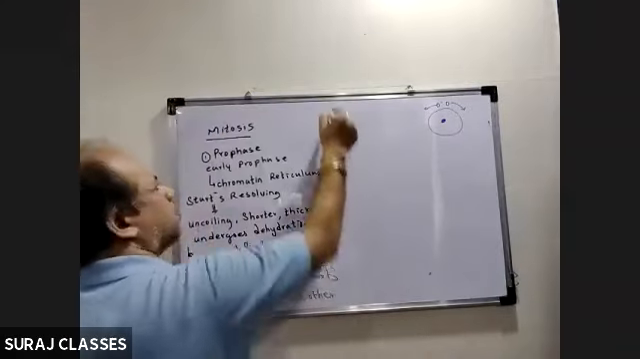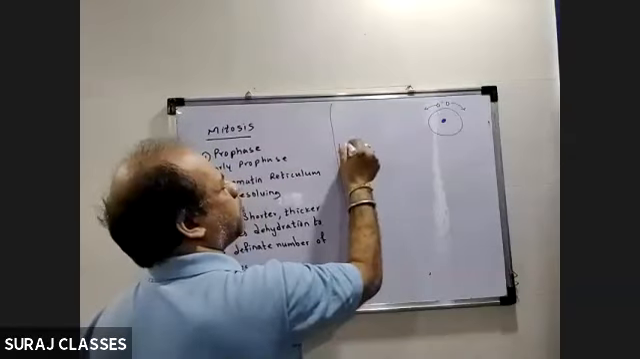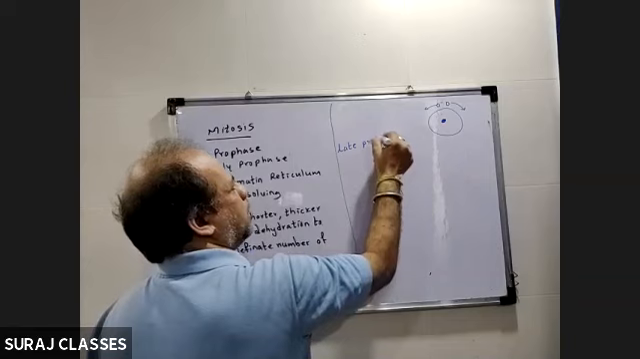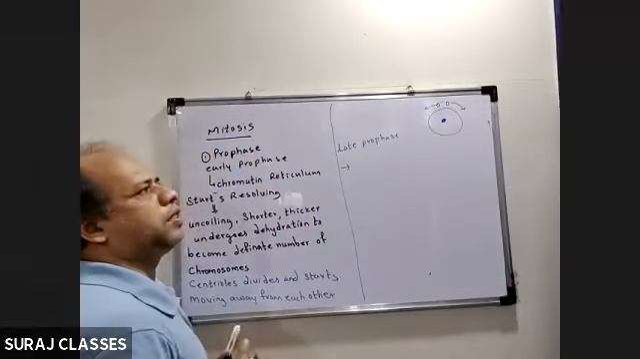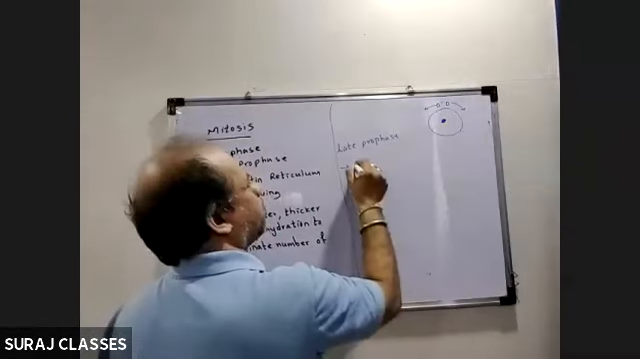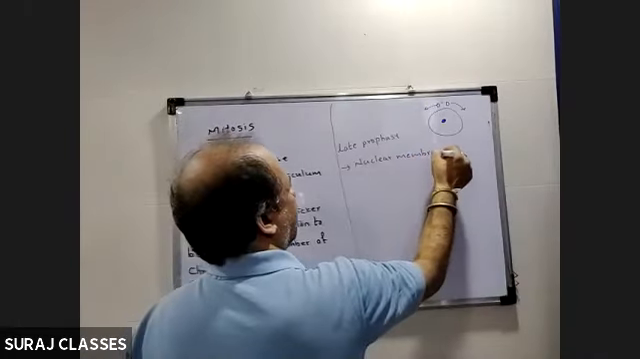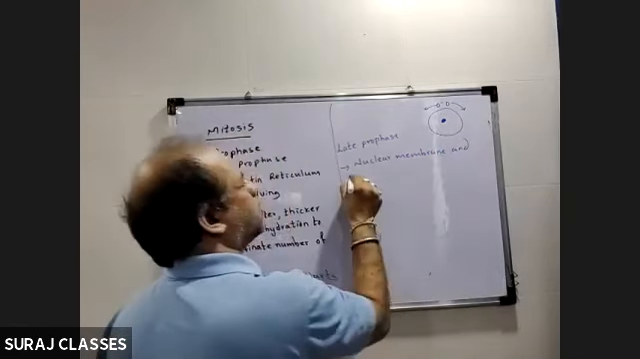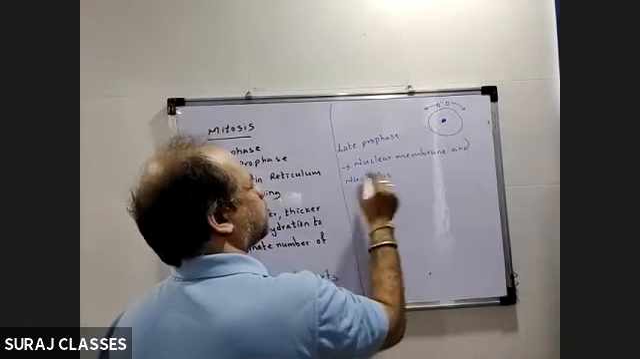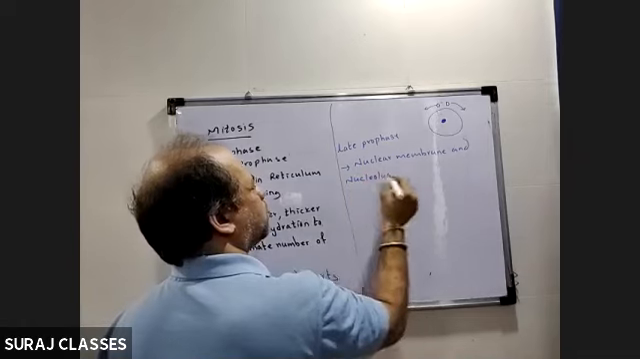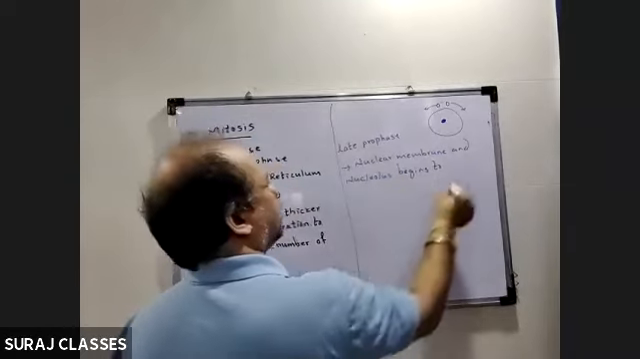After this, there is the late prophase. In late prophase, the nuclear membrane and nucleolus begin to disappear. What begins to disappear?